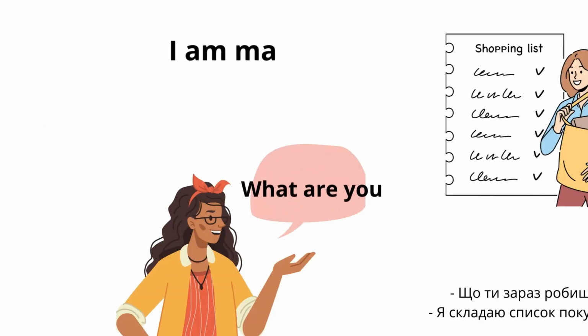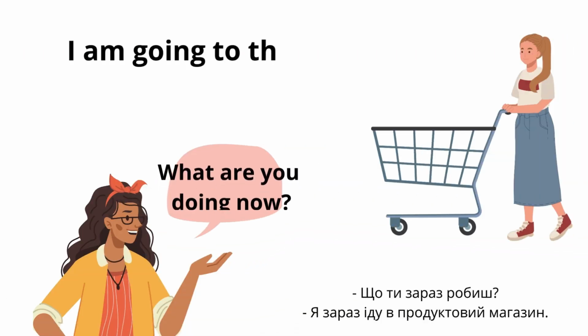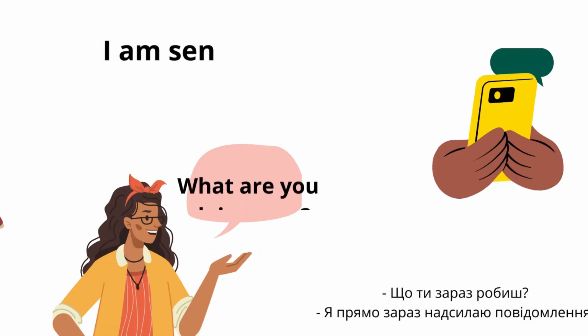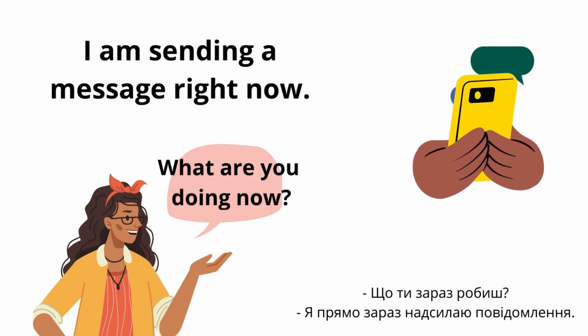Part 3. What are you doing? I am making a shopping list. What are you doing? I am going to the grocery now. What are you doing? I am sending a message right now.